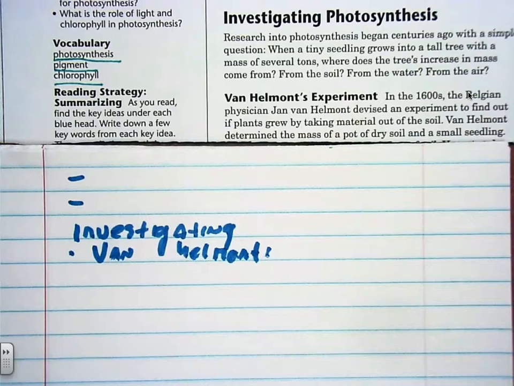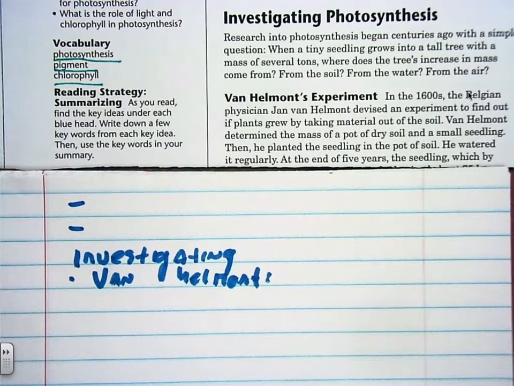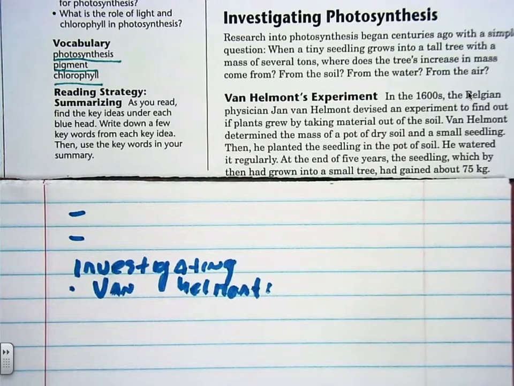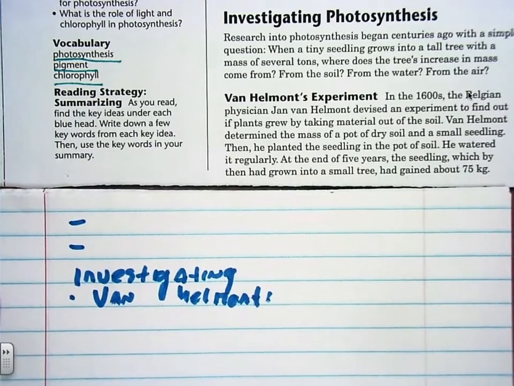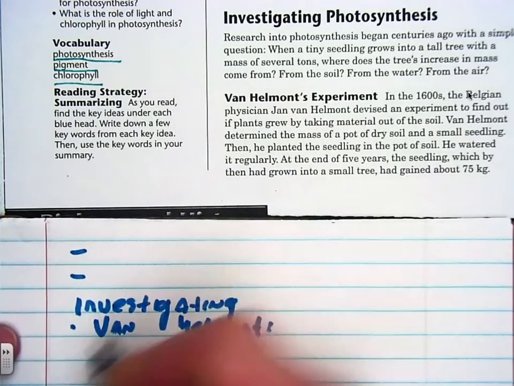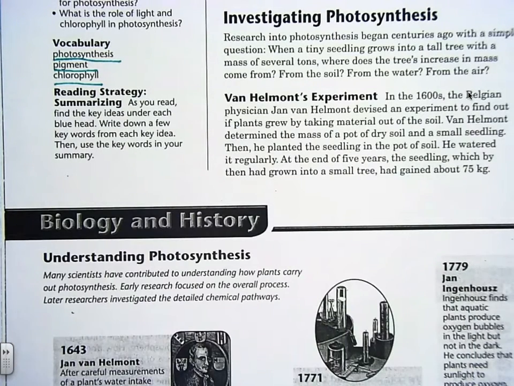Van Helmont determined the mass of a pot of dry soil and a small seedling. Then, he planted the seedling in the pot of soil. He watered it regularly. At the end of 5 years, the seedling, which by then had grown into a small tree, gained about 75 kilograms. All right. So Van Helmont, we're still going to write something about him, but let's go to the next page, page 205.